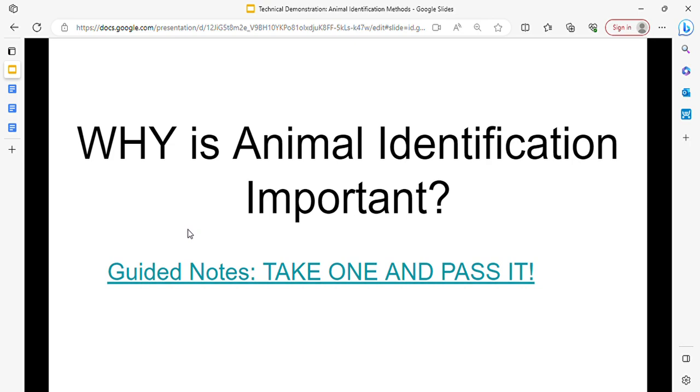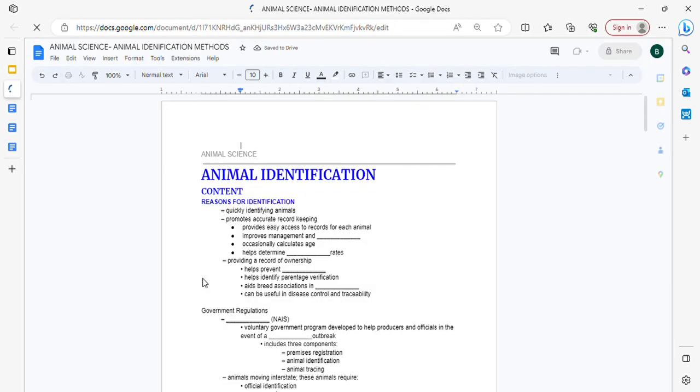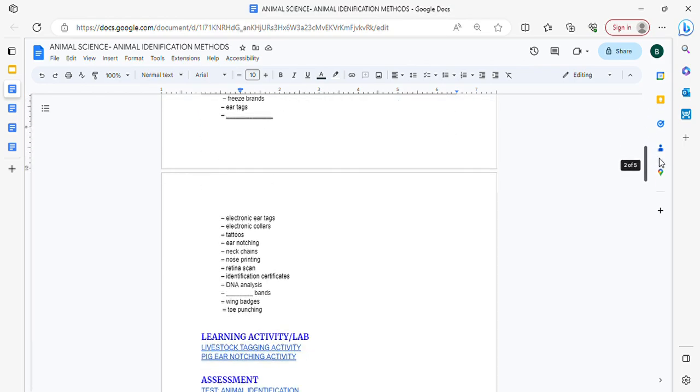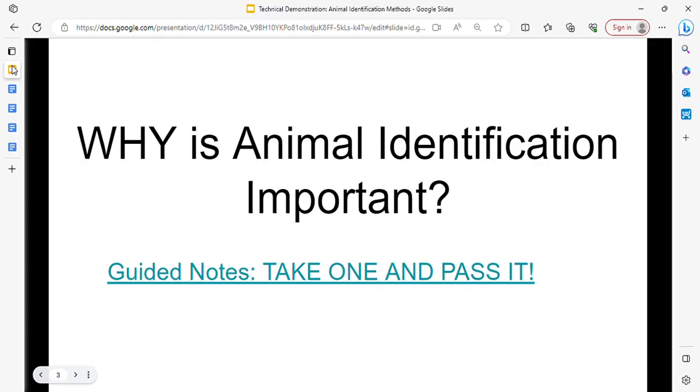As I'm handing out your guided notes, I need you to take one and pass it. As I'm handing this out, I need you to think about why you think that animal identification is important before we start to discuss it. Each of you is receiving a handout. As we're going over the slides, you're going to fill out the blanks in your guided notes. Does everyone have one? Good job.